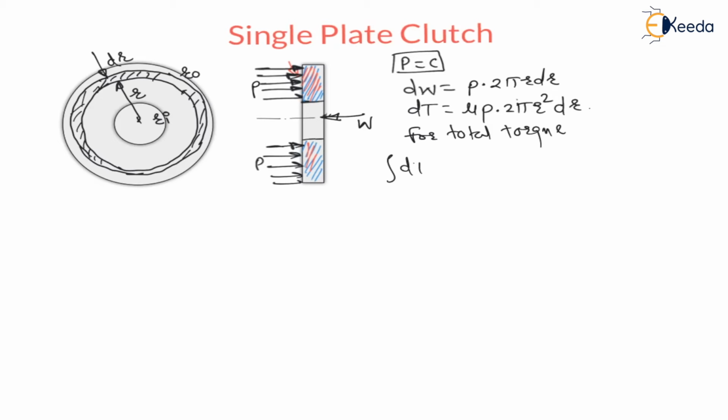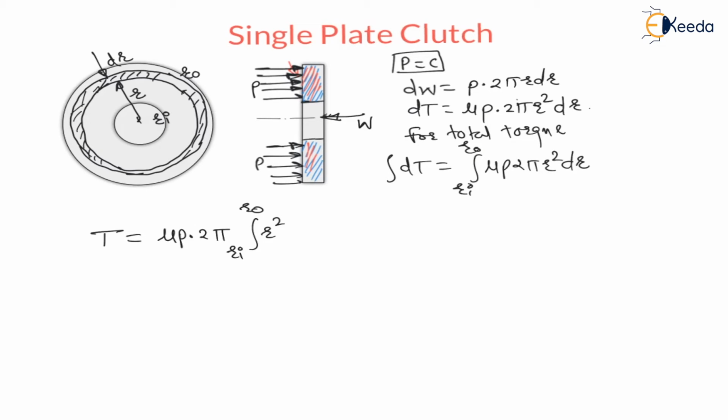Therefore integration dT is equal to integration of mu P 2 pi r square dr. Now here the integration of total torque is T, and the radius is varying from initial Ri to Ro. Therefore put the limits of radius Ri to Ro. Therefore total torque is equal to mu, the coefficient of friction, which is constant. P is constant as per uniform pressure theory, and 2 pi is constant, therefore it will come out. Therefore mu P into 2 pi integration of Ri to Ro r square dr.